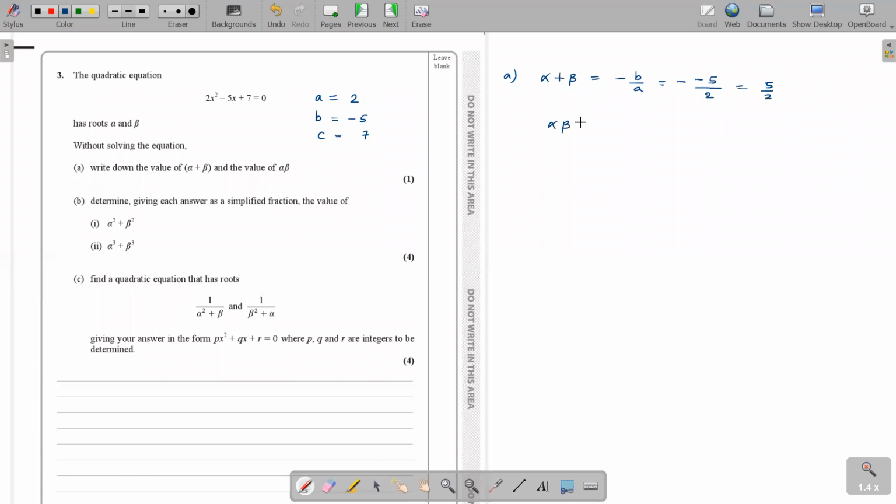Alpha beta is c over a. So what's your c equation? C is 7, a is 2. So you get alpha beta is 7 over 2. So that's the answer for part A. Moving on to part B.